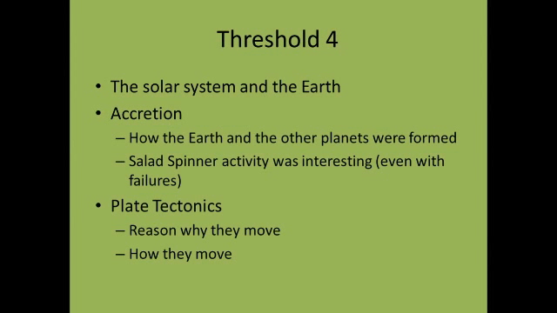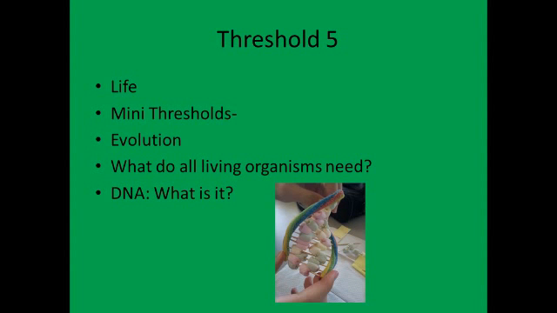The other part of this threshold that we studied briefly was why life could not have existed whilst Earth was under the process of accretion. Threshold 5 was the final threshold that we studied. This threshold was the threshold on life. This went through what life needed to happen, how life started, and also how it became what it is now today.